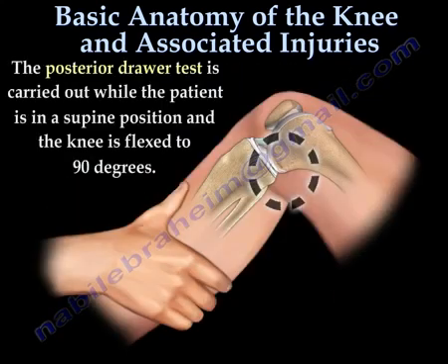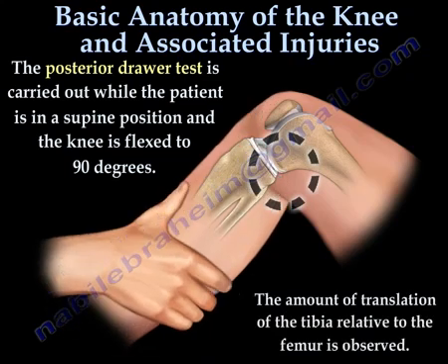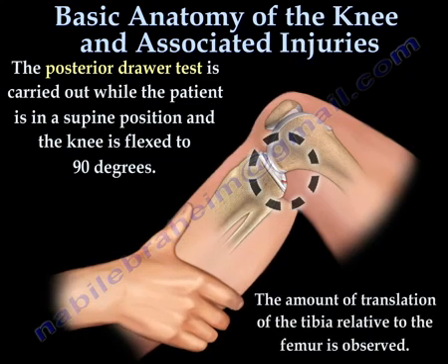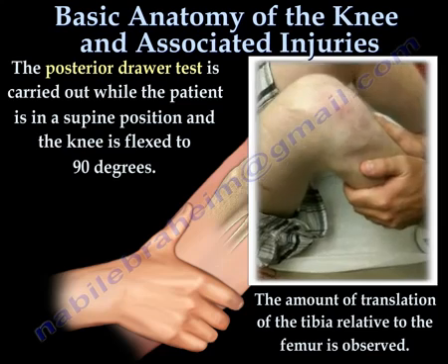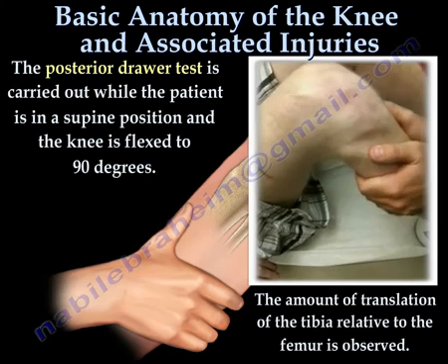The posterior drawer test is carried out with the patient in the supine position and knee flexed to 90 degrees. The examiner applies posterior pressure to the tibia and the test is considered positive if excessive posterior translation of the tibia is shown.